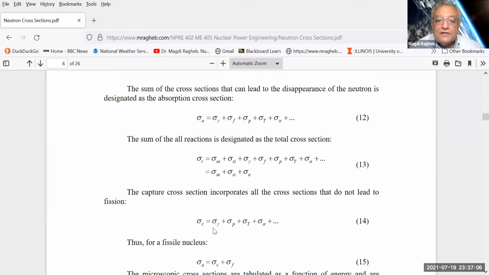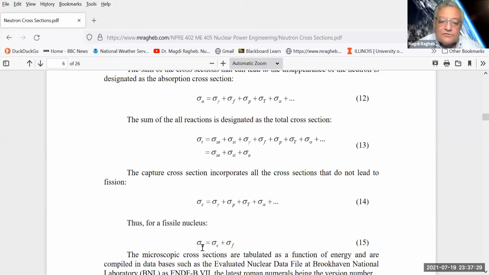So the capture cross-section is the reaction that leads to the disappearance of the neutron, the sigma absorption minus the fission cross-section. So in general, the absorption cross-section is the fission cross-section plus the capture cross-section. You'll find in the textbooks, they make a terrible error in the designations, in that they confuse the absorption cross-section with the capture cross-section. It gives them the same name, and that is not true, because the absorption cross-section includes the fission cross-section, whereas the capture cross-section does not include the fission cross-section. In fact, the capture cross-section plus the fission cross-section is the absorption cross-section.